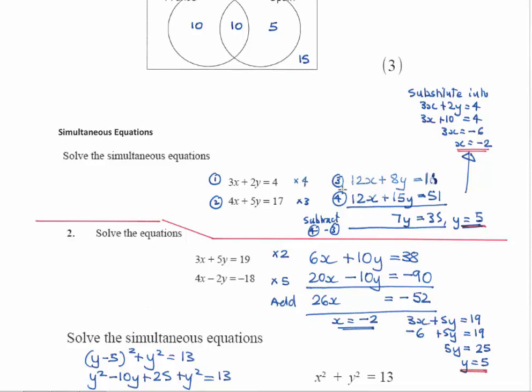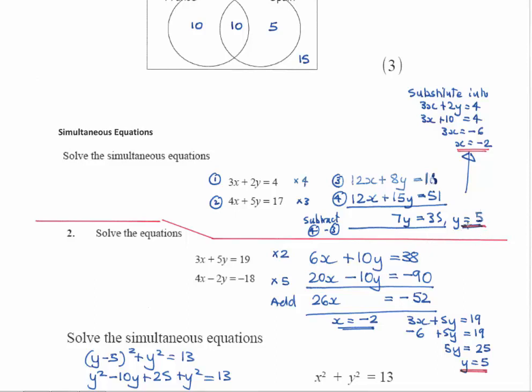I now subtract equation 3 from equation 4. 12x take 12x is nothing, that's why I did it, it gets rid of the x's. 15y take 8y is 7y. 51 take 16 is 35. So now I get an equation with just y. 7y is 35, so y is 5.